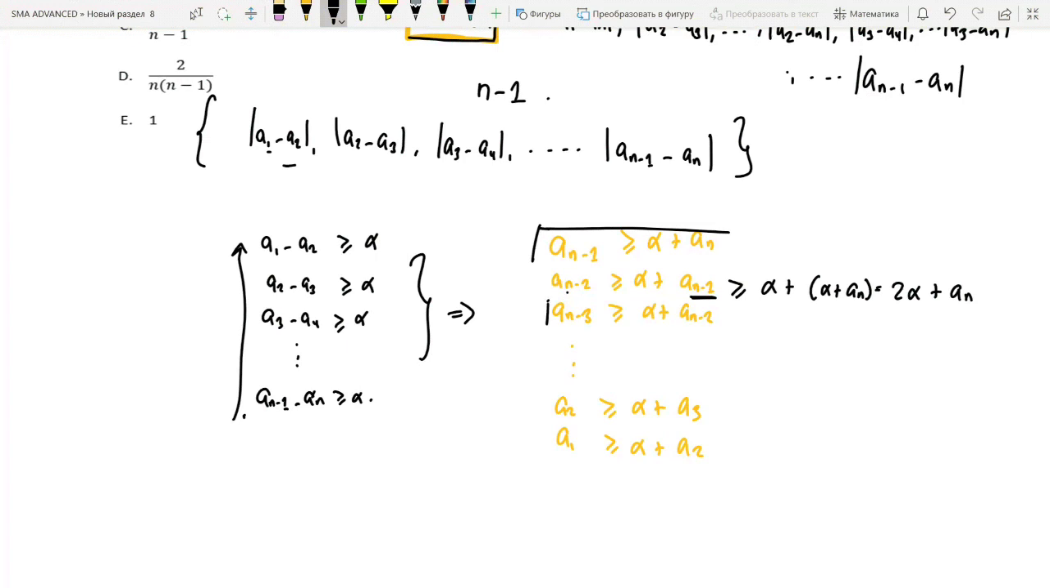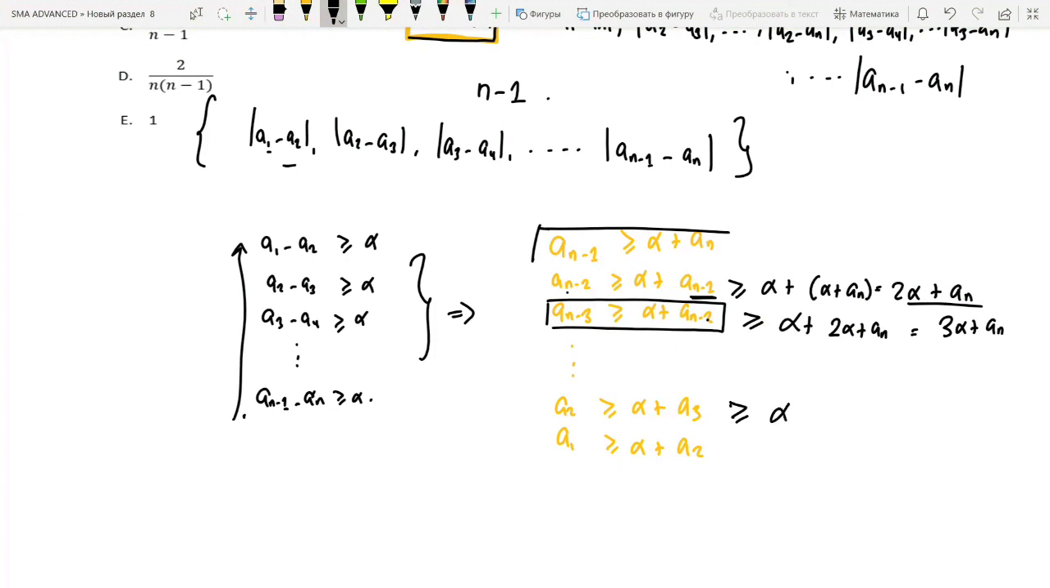So now these are AN minus 3. We have that is greater than equals alpha plus AN minus 2. But AN minus 2 is greater than this, so we can apply a chain. That's why I say it's better to write this upside down, from bottom to top. So this alpha plus AN minus 2 is greater than equals to what? 2 alpha plus AN. So this equals to what? 3 alpha plus AN.